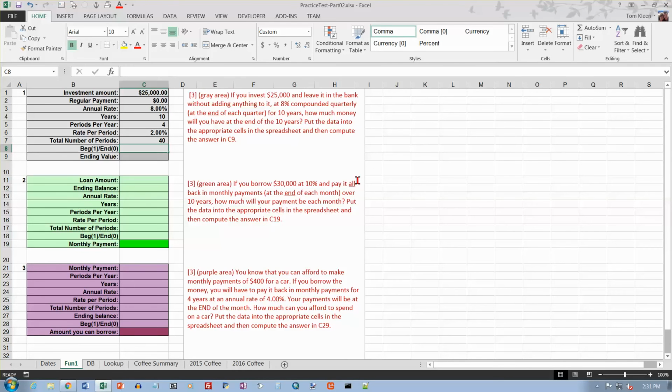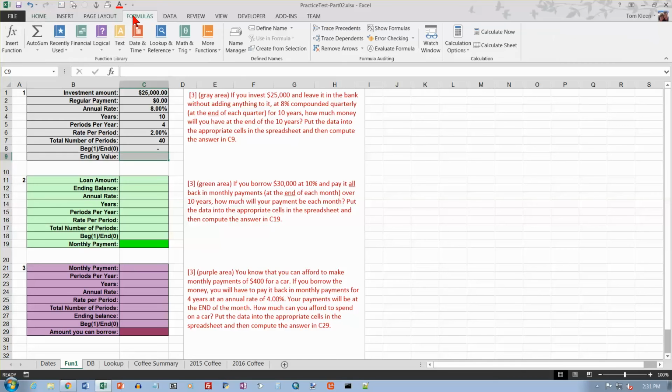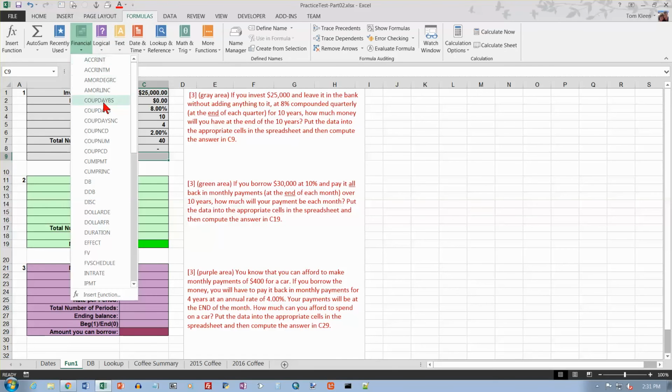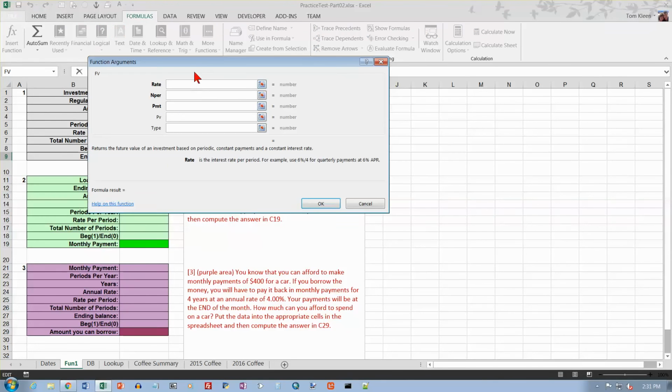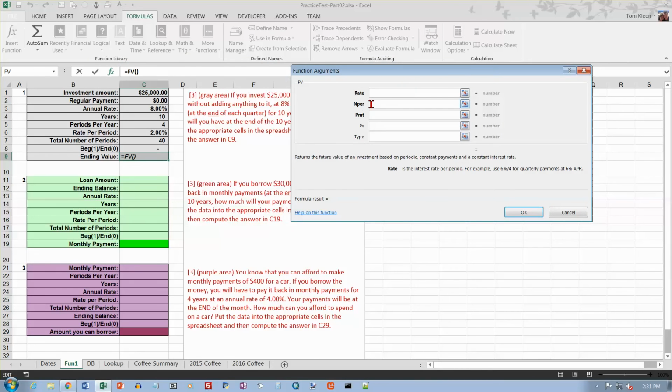And then are we doing it at the beginning or the end? We're doing it at the end, so we put a 0 in here. And then I want to know what the ending value is going to be. So that's a future value problem, and so I have to put a future value function in here. So let's go to our formulas and let's go to financial, and let's go down to future value. And the rate is always the rate per period. Remember, do not choose the annual rate. The number of periods is right here. We computed that. Payment is always negative. Put a minus sign in front of it all. In this case, it's not going to make a difference because it's 0.